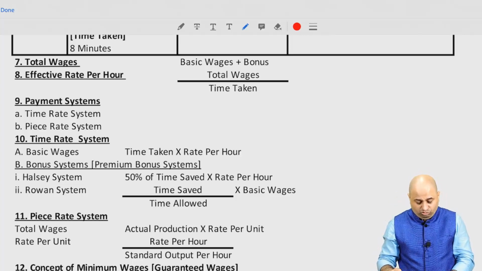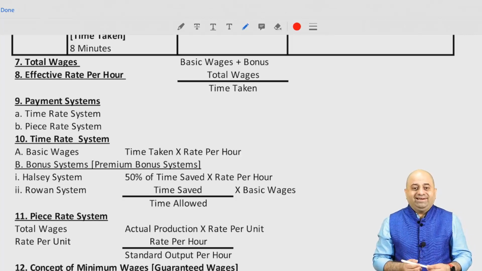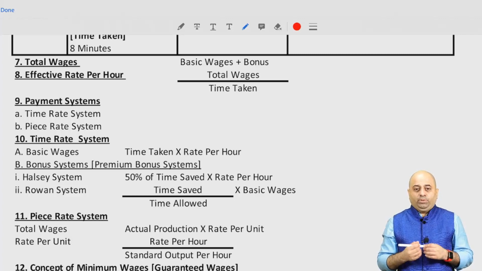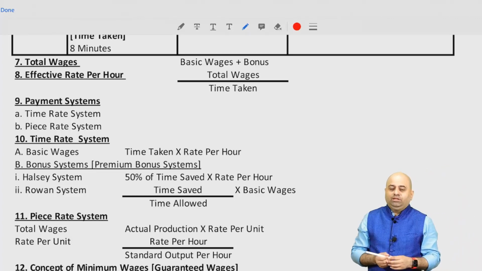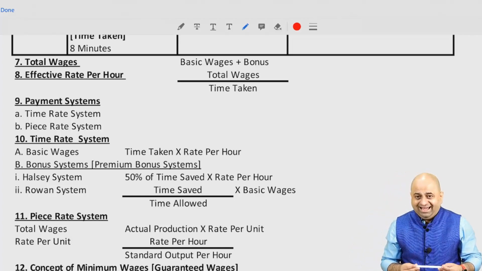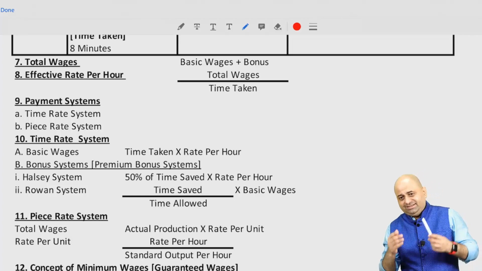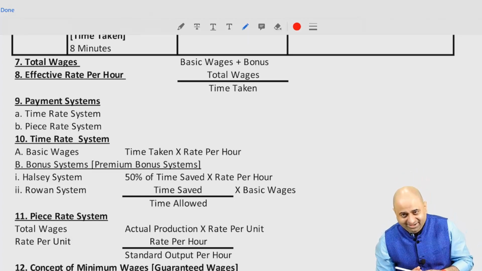Then we go to piece rate system, where the wages are calculated as actual production into rate per unit, whereas the rate per unit, if at all not given in the question, then you can calculate by doing it as rate per hour upon standard output per hour. These are the formulas. Naturally, being revision, we are sticking to the formulas at present.